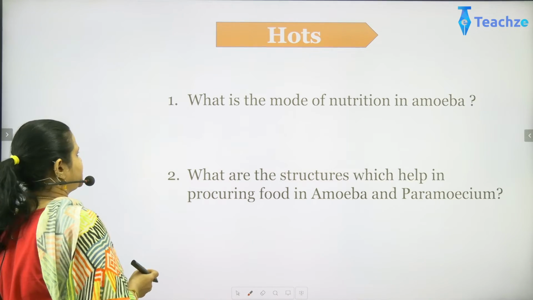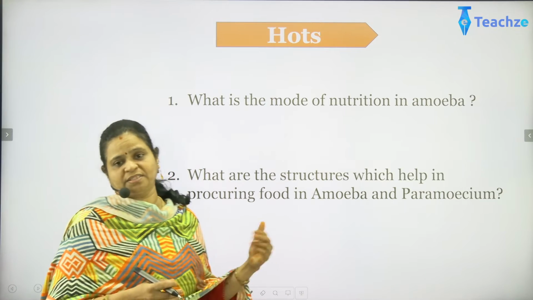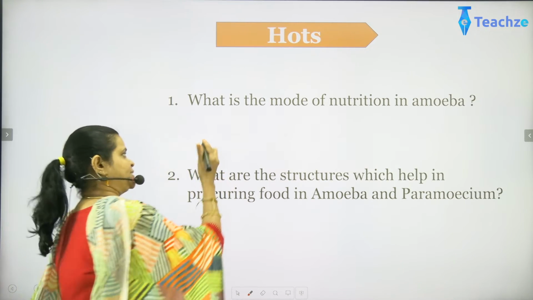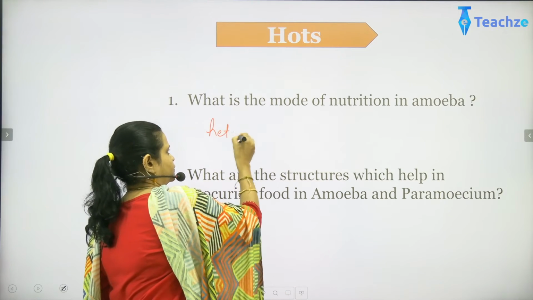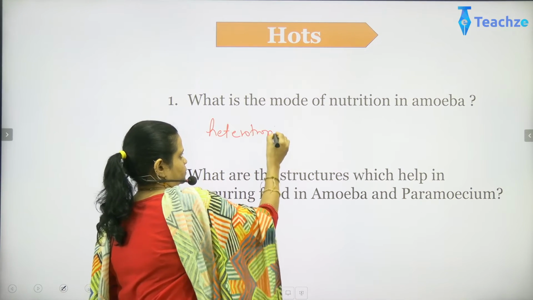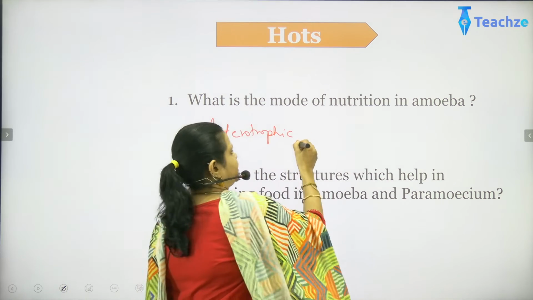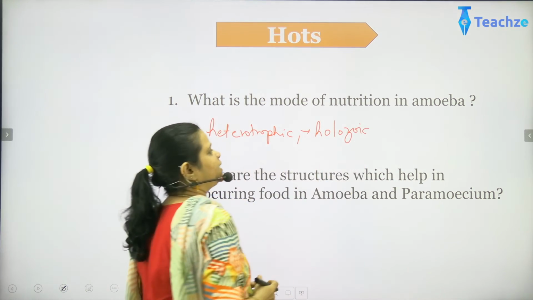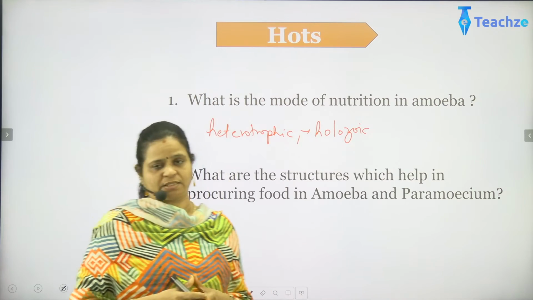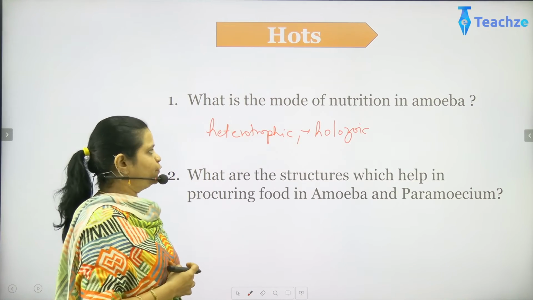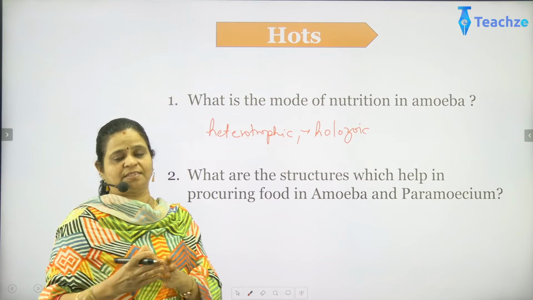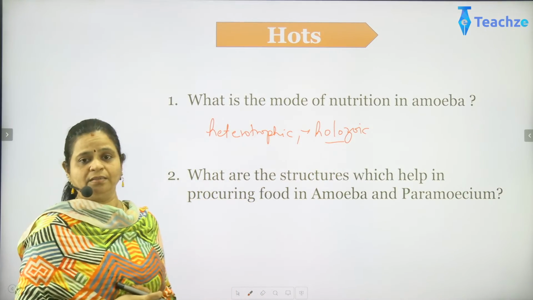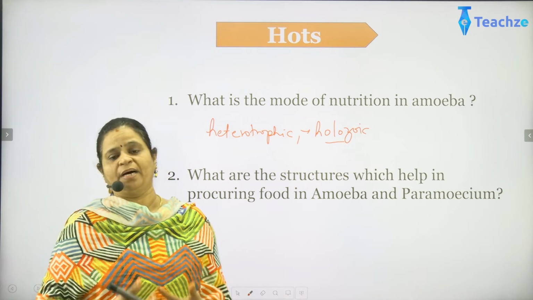Now, understanding these two, let's look at 2 questions given on the board. What is the mode of nutrition in amoeba? You should say that it is a heterotrophic mode of nutrition. And you also write that in heterotrophic you have the holozoic mode, where the food is taken inside as a whole and then digested with the help of digestive enzymes. So you can give the mode of nutrition as heterotrophic, and in that sub-category you can give holozoic type of nutrition. You can explain and draw the diagram, depending on the number of marks you have for the question.